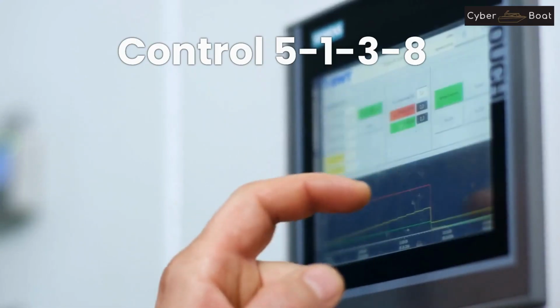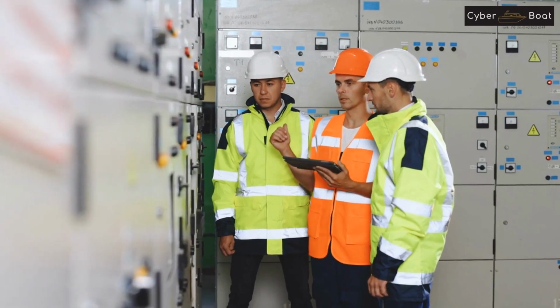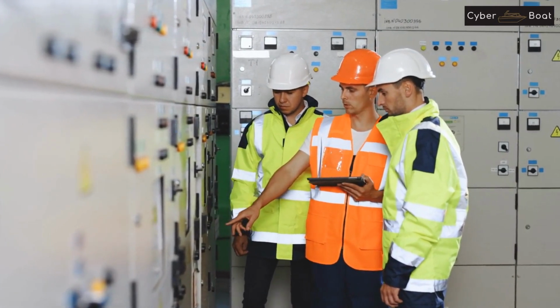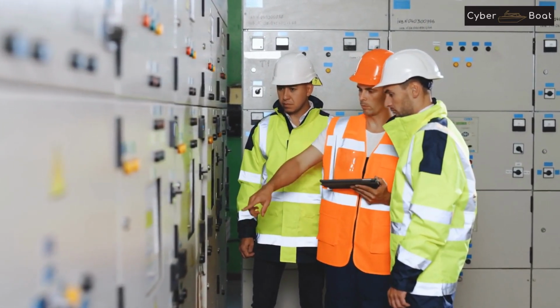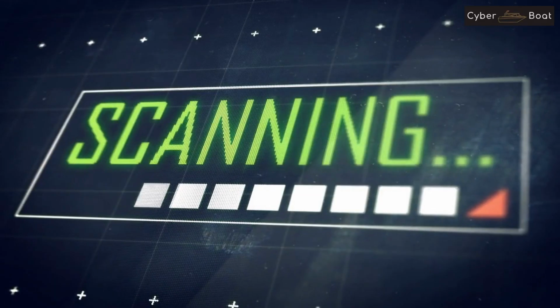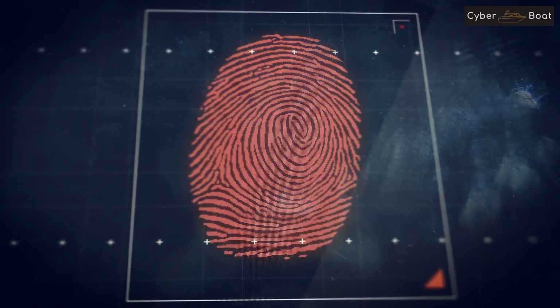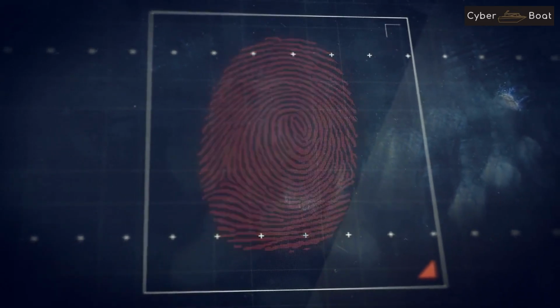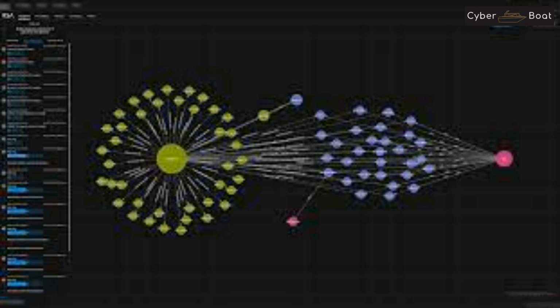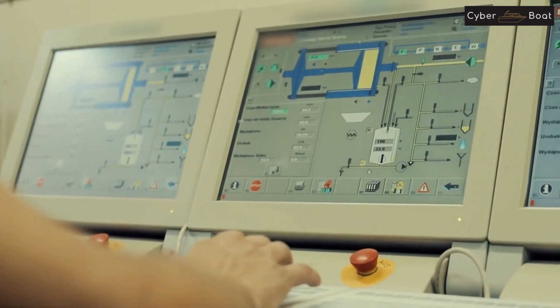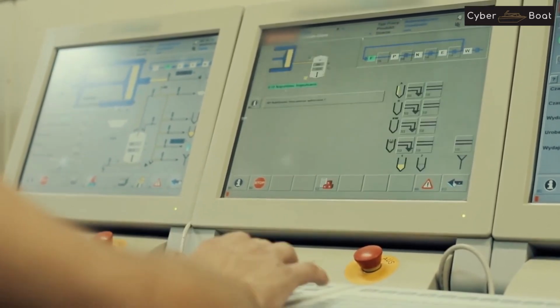Control 5138. Vulnerability Management for Industrial Control Systems and Operational Technology, ICS/OT, refers to the practice of identifying and mitigating vulnerabilities in industrial systems and devices. This can include using vulnerability scanning tools to identify missing patches or misconfigurations, and applying security patches or configurations to remediate the vulnerabilities. Vulnerability Management for Industrial Control Systems and Operational Technology, ICS/OT, is an important aspect of securing these systems. It involves identifying, assessing, and mitigating potential vulnerabilities in these systems that could be exploited by attackers.